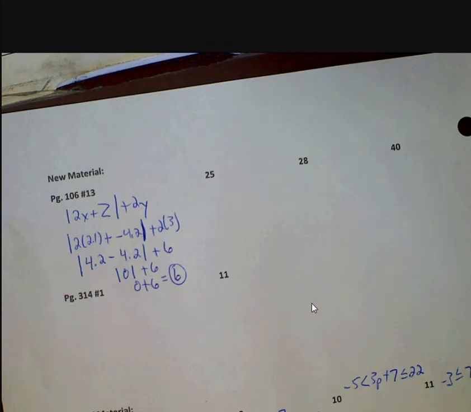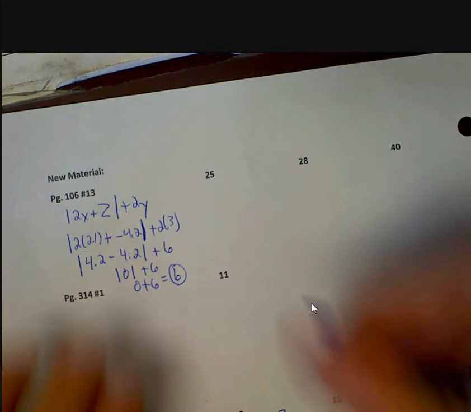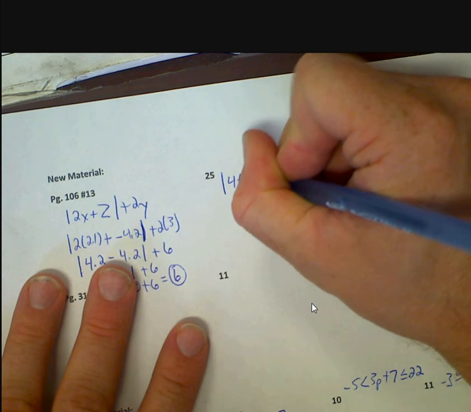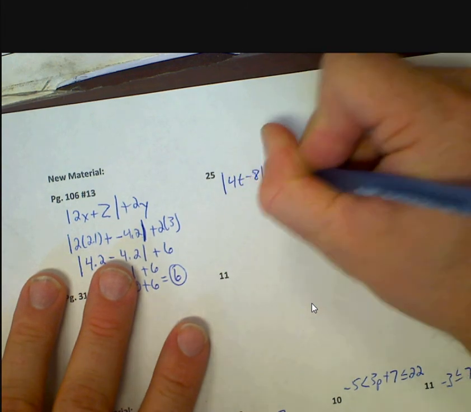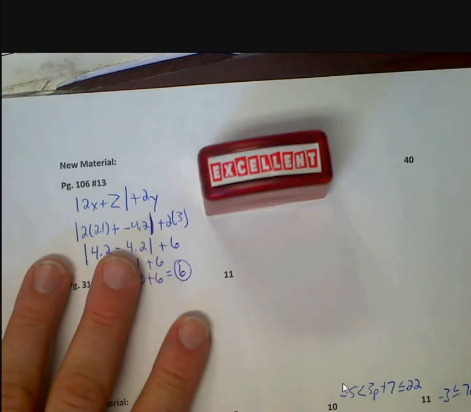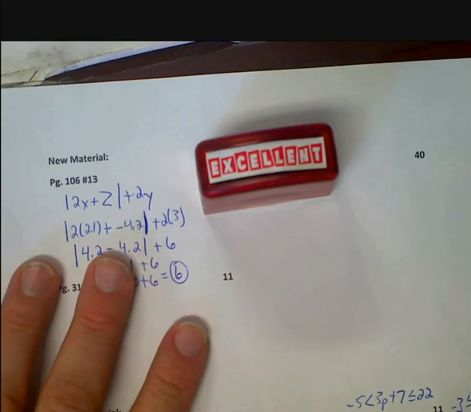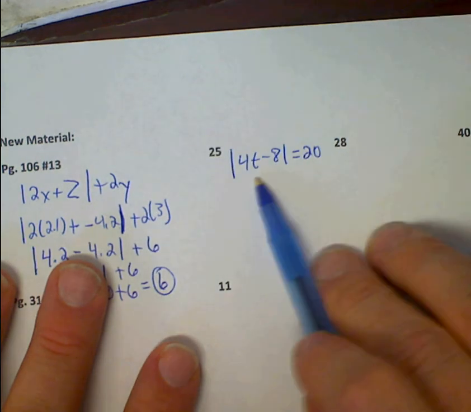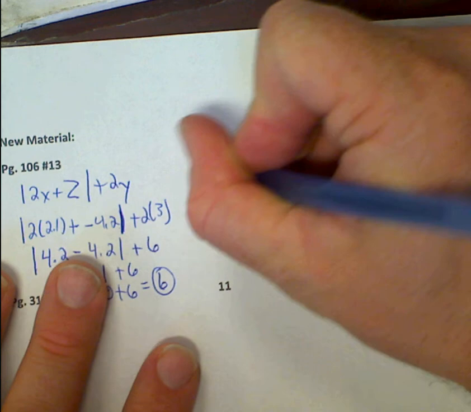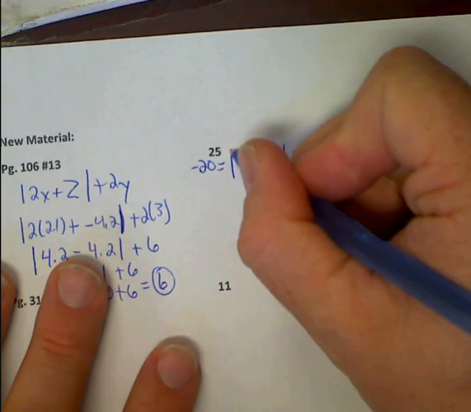Number 25. I am given the absolute value of 4t minus 8 equals 20. Pause the video and try. If they give me the absolute value of 4t minus 8 equals 20, I'm going to put negative 20 on the other side. That means my bars go away.